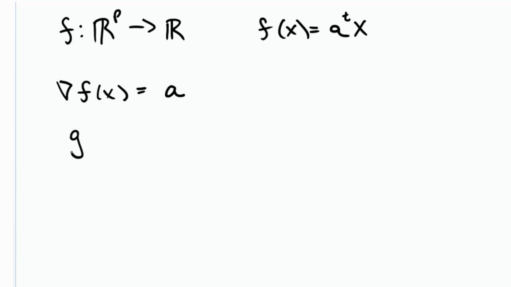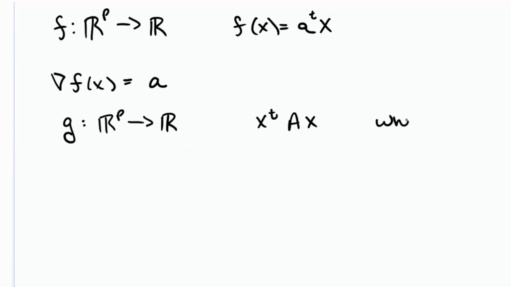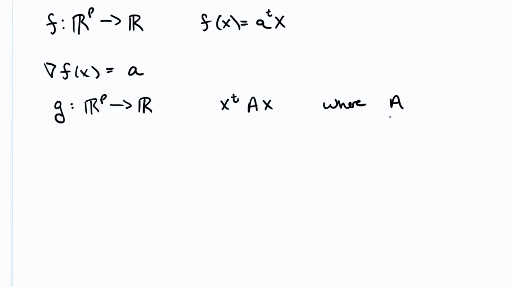Now consider a quadratic form, g, which is also a function from Rp to R that looks like this, x transpose Ax, where A is a p by p symmetric matrix. Then in this case, the gradient of g works out to be 2Ax.